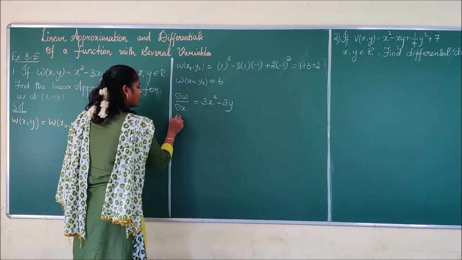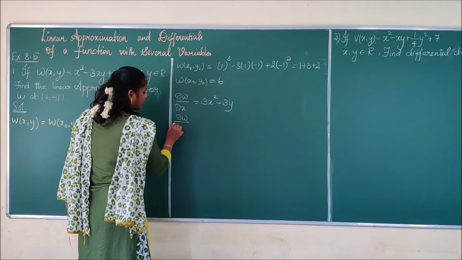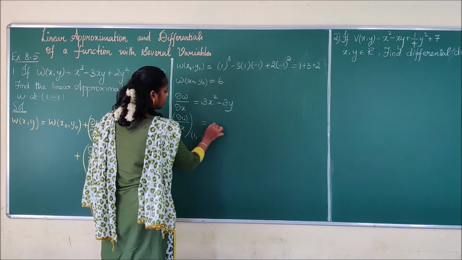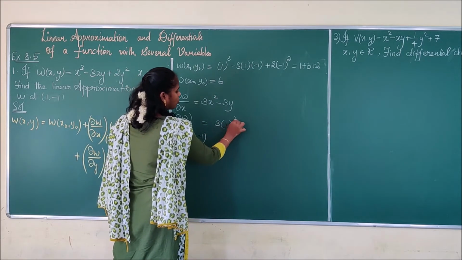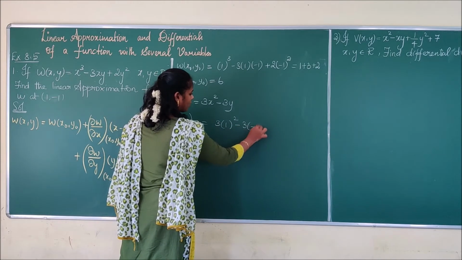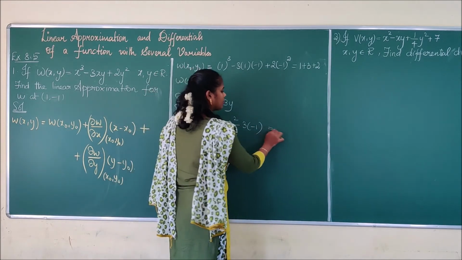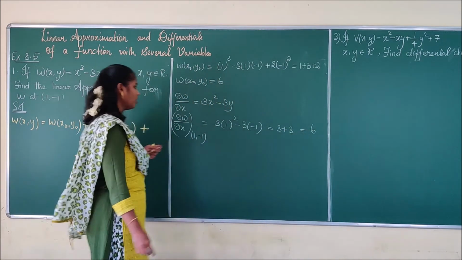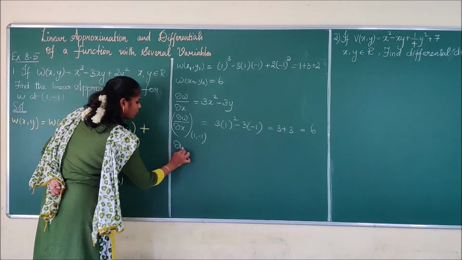That is, next what we are going to do is dou W by dou x at 1 comma minus 1. That is 3 into 1 the whole square minus 3 into minus 1, which is nothing but 3 plus 3 is equal to 6. Okay. Next is dou W by dou y.